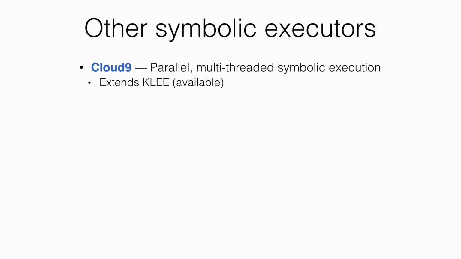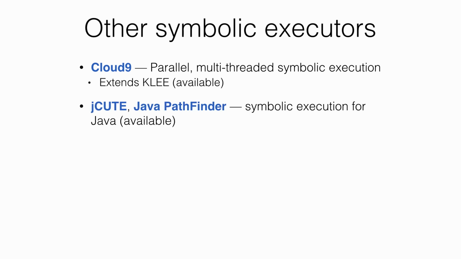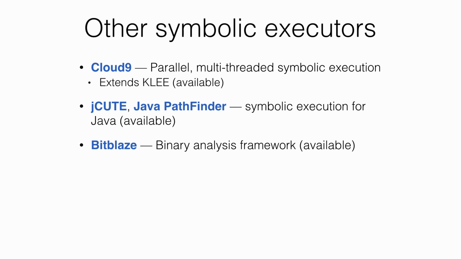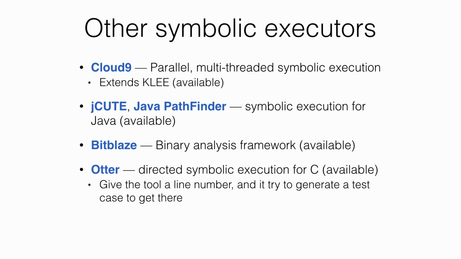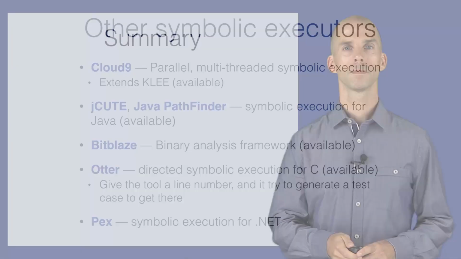So there are many other symbolic executors. Cloud9 is basically a parallel KLEE. jCUTE and Java PathFinder are symbolic execution for Java. BitBlaze is a binary analysis framework, so like Mayhem, it works on binary executables. And Otter is a symbolic execution framework for C that is directed, in that you can tell it which lines of the program you would like to execute, and it will try hard to get to those lines when performing its search. PEX is a symbolic executor for .NET programs.